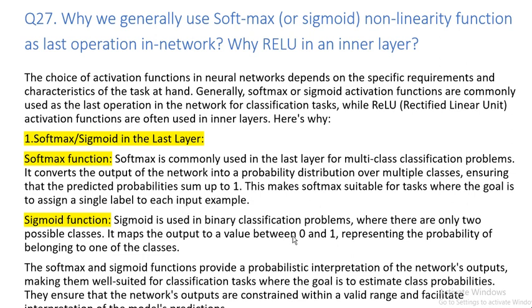Sigmoid function. Sigmoid is used in binary classification problems where there are only two possible classes. It maps the output to a value between 0 and 1, representing the probability of belonging to one of the classes. The softmax and sigmoid functions provide a probabilistic interpretation of the network's output, making them well suited for classification tasks where the goal is to estimate class probabilities. They ensure that the network's outputs are constrained within a valid range and facilitate interpretation of the model's predictions.